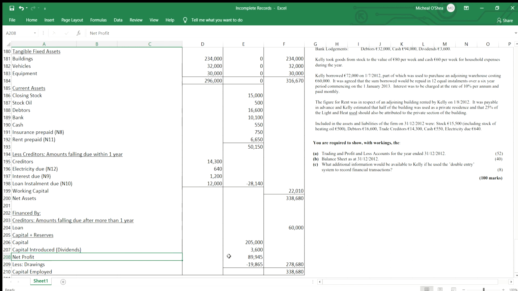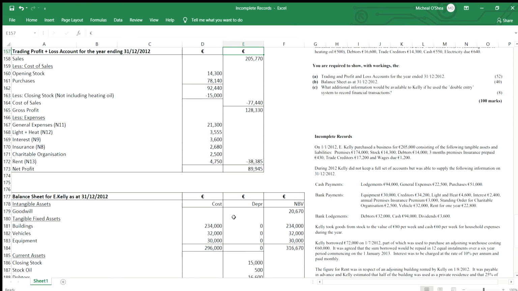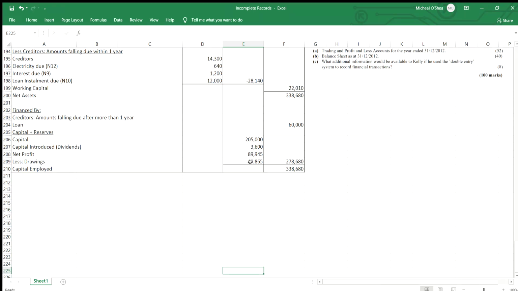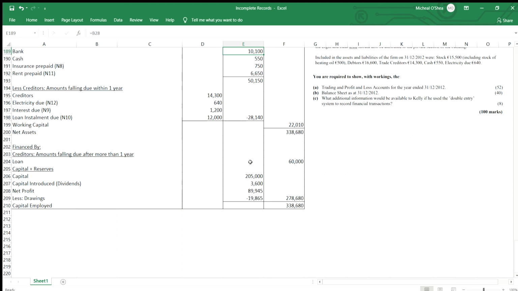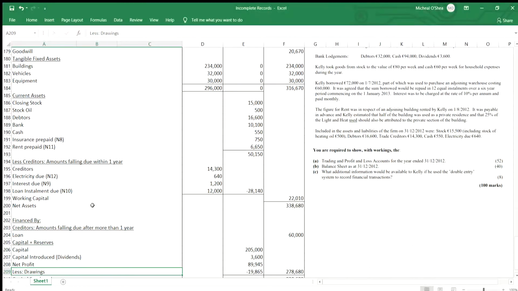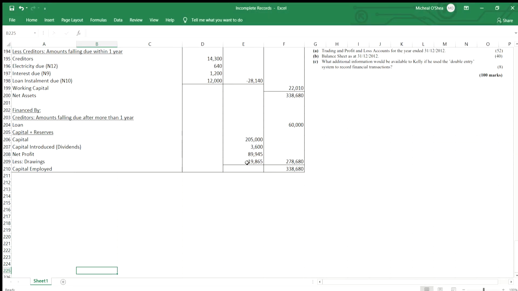And I'm going to add my net profit. Where do I get that? Well, up here I have my net profit that I got from the previous part, 89,945. I'm going to add those up. I'm going to take away my drawings, the very last figure that I need to find. Drawings again, we got here finance by. And so if I take all that into account, drawings are going to be negative. Add those three up, I get 278,680. 60,000 plus 278,680, and I balance both sides.